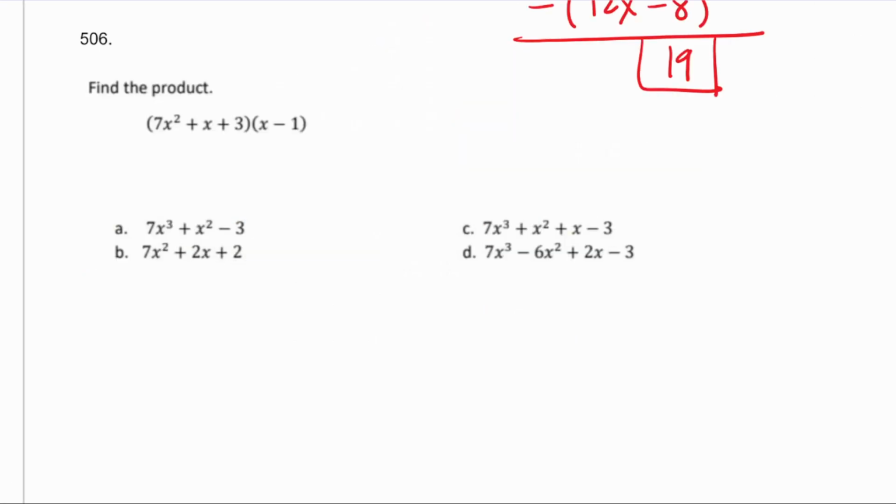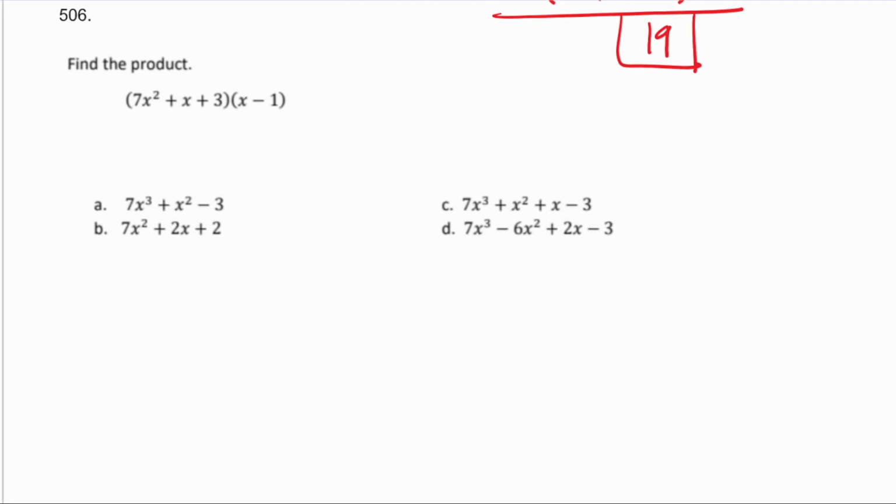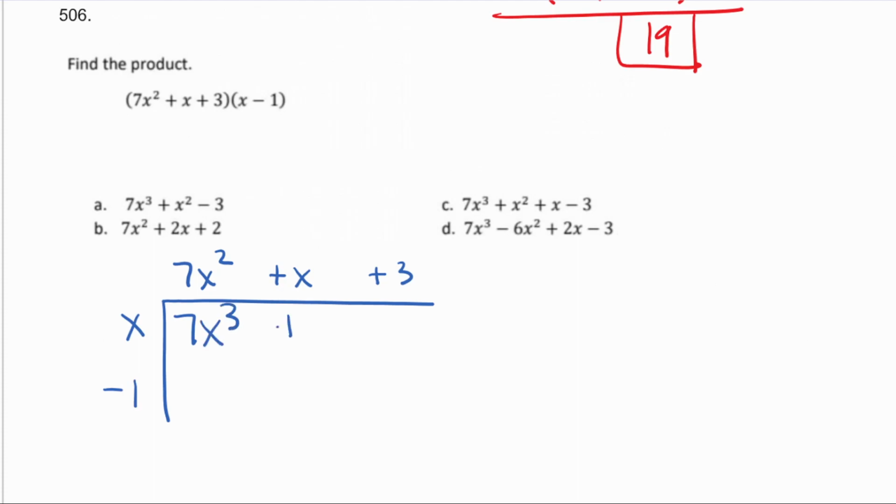For 506, we're going to find the product, and this won't be too bad. This will just be trinomial by binomial, and you can do this with the box if you want, or you can just make sure you distribute the x to all three of the terms in the trinomial and the negative one. Me personally, I'm going to just do the box. But you should do whatever you feel like is most likely to get you to the right answer. If it's the box, then you should do that. But if not, then you should do whatever technique that you do.